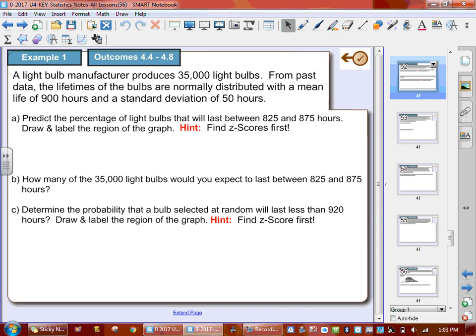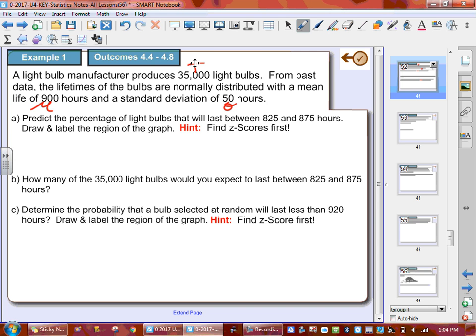So first of all, it tells us the total number of light bulbs. Then, from the past data, the lifetimes of the light bulbs, they found a mean of 900 hours. So our mean is 900. And then they found a standard deviation of 50 hours. So basically, every 50 hours is what that graph would go up by. It says, predict the percentage of bulbs that will last between 825 and 875 hours. Label the region of the graph.